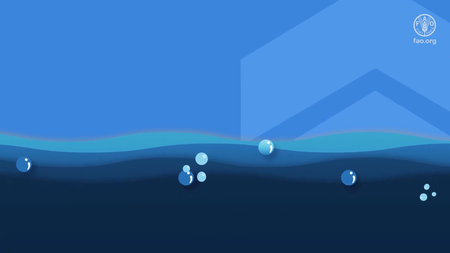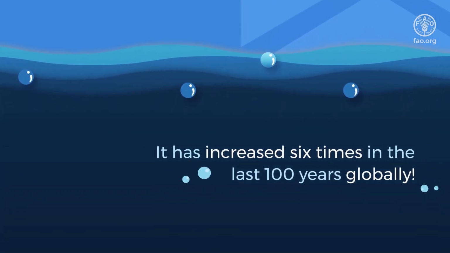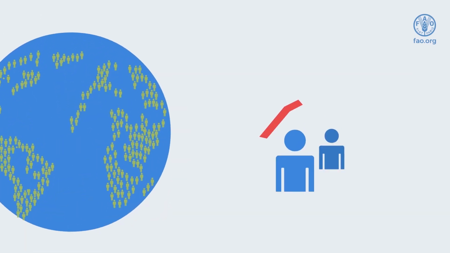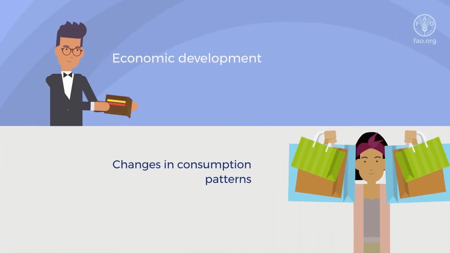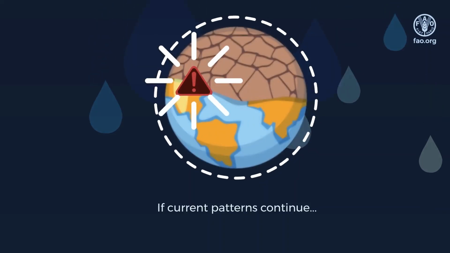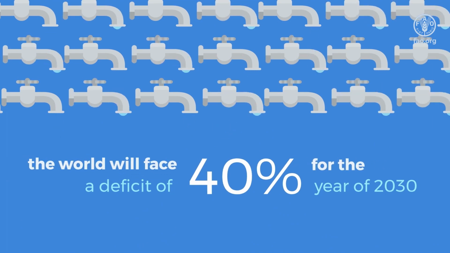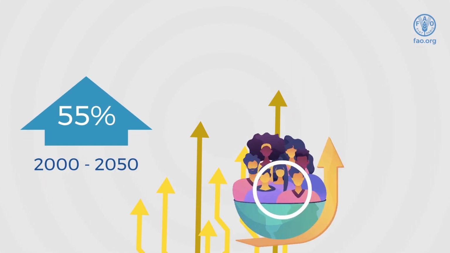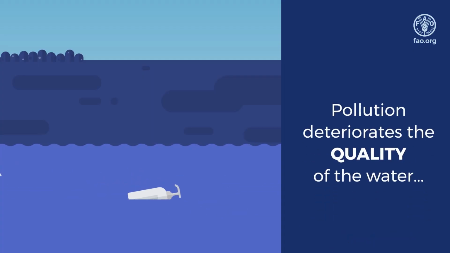quality. In terms of quantity, globally freshwater use has increased sixfold in the last 100 years and continues to grow at a rate of approximately 1% per year. Much of this increase is explained by population growth, economic development, and changing consumption patterns. Studies on future water use trends mention that if current patterns continue, the world will face a 40% water deficit by 2030. And global demand for water is projected to increase by 55% between 2000 and 2050.